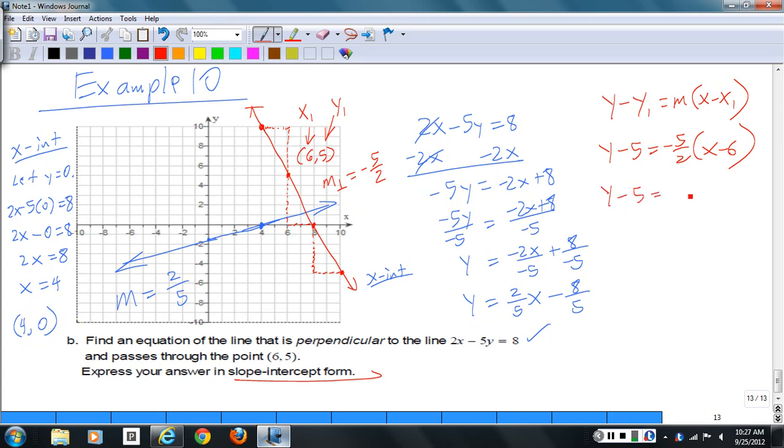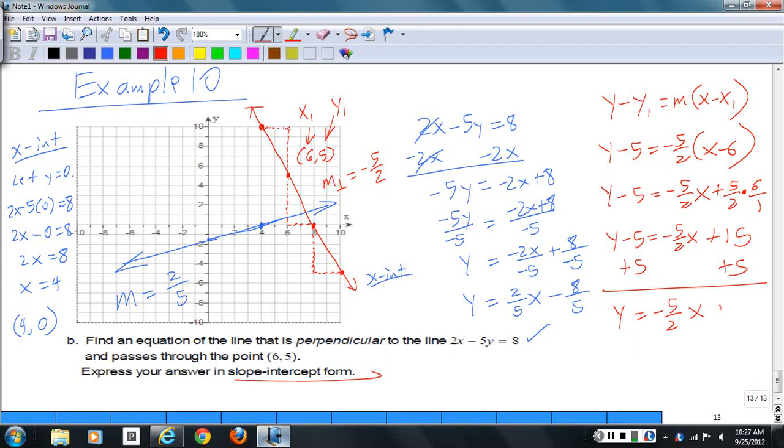y minus 5 equals negative 5 halves x. Now, negative 5 halves times negative 6 is going to be something positive. Negative times negative is a positive, so it will be positive whatever 5 halves times 6 over 1 is. What's 5 halves times 6 over 1? It's 30 halves, and that reduces to 15. So, plus 15. Isolate the y on the left-hand side. Add 5. And we get y equals negative 5 halves x plus 20.